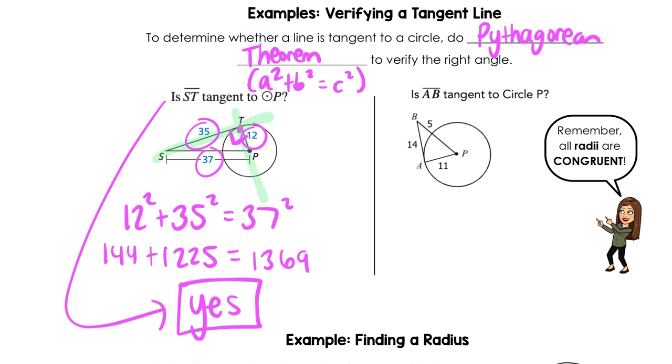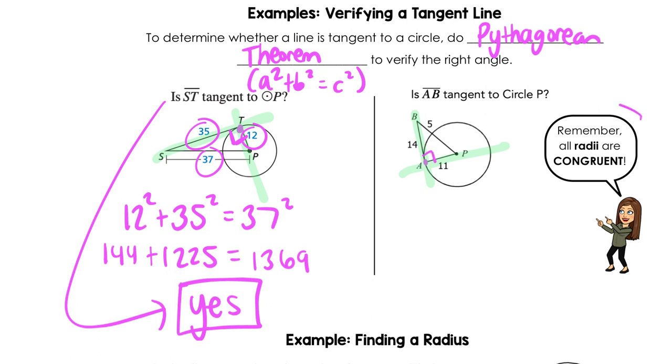This next one says, is segment AB tangent to circle P? Certainly looks like it is. It looks like it just touches at A. But again, in order to verify if it is, we need to see if these two meet at a right angle. So potentially we're seeing if there's a right angle here.